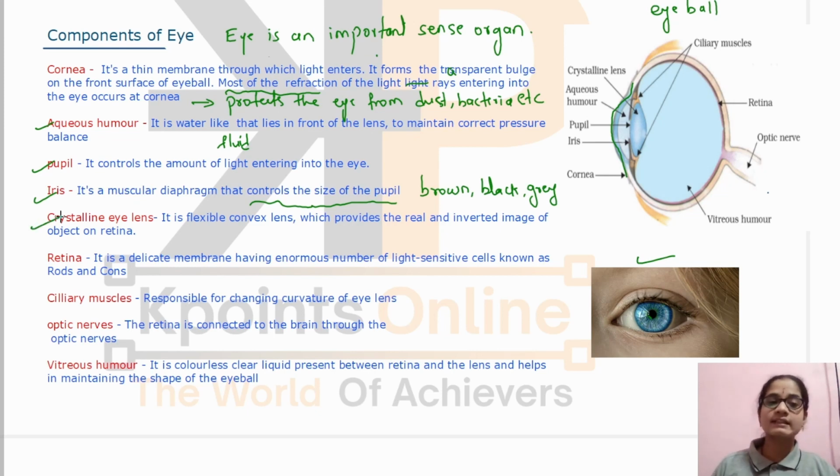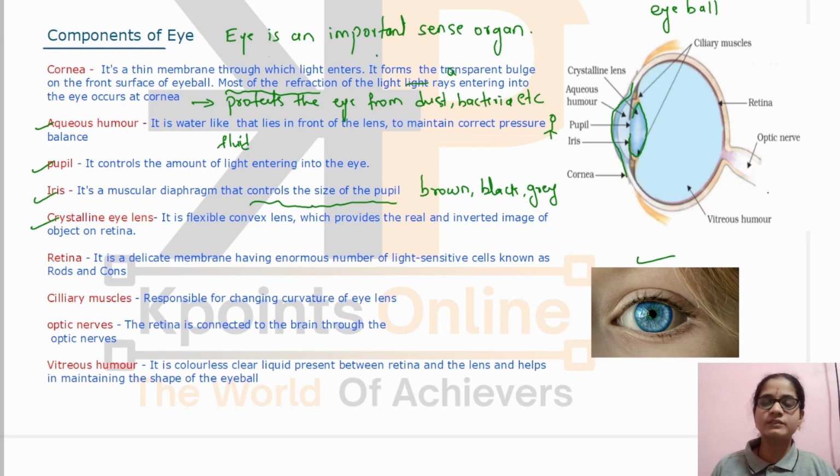So next is the crystalline eye lens, which is the main important thing we have to learn here. The crystalline eye lens is actually a flexible convex lens. What you are seeing here is the convex lens. It will form the real and inverted image of the object on the retina. This surface is called the retina. This convex lens will help in the formation of the real and inverted image.